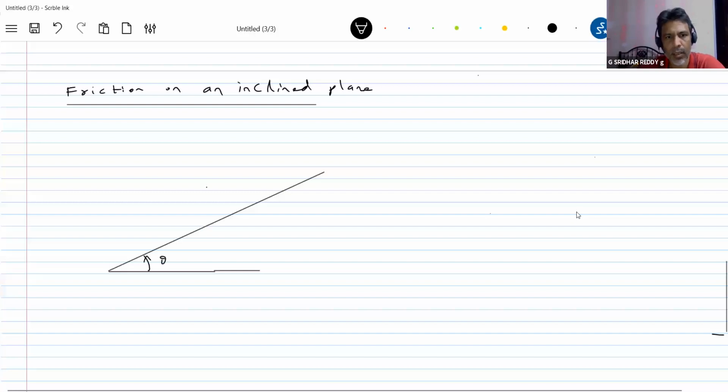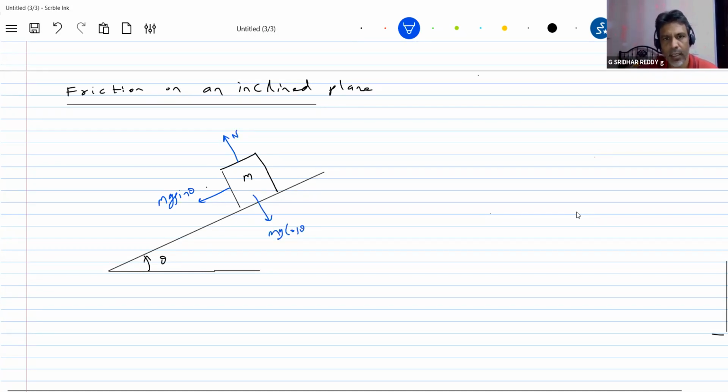So this is a block I kept on an inclined plane. Let's see what the various forces acting are: mg sin theta, the normal reaction, and mg cos theta. Here the friction will act in this direction. And what is the state of the block? I see that the block is at rest.